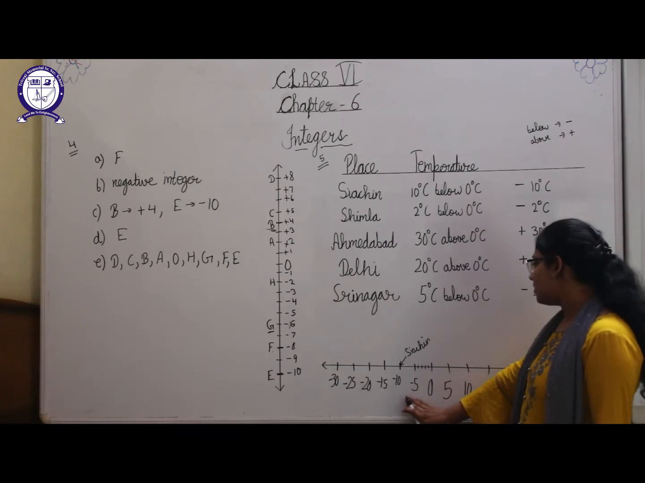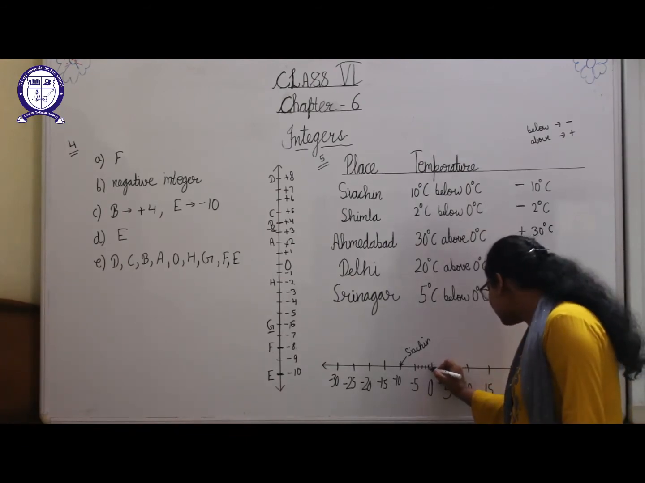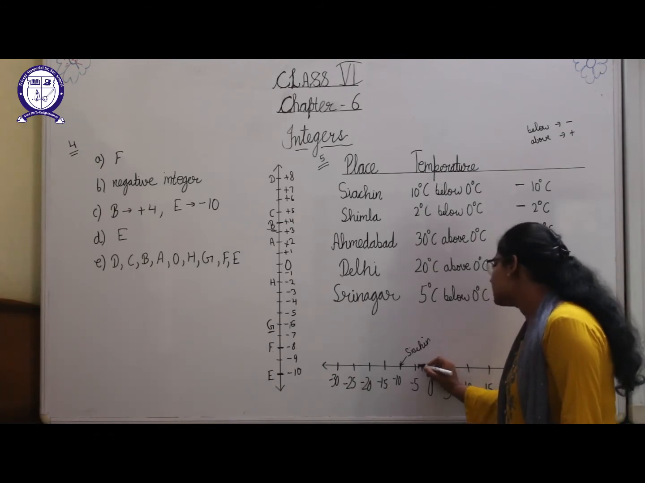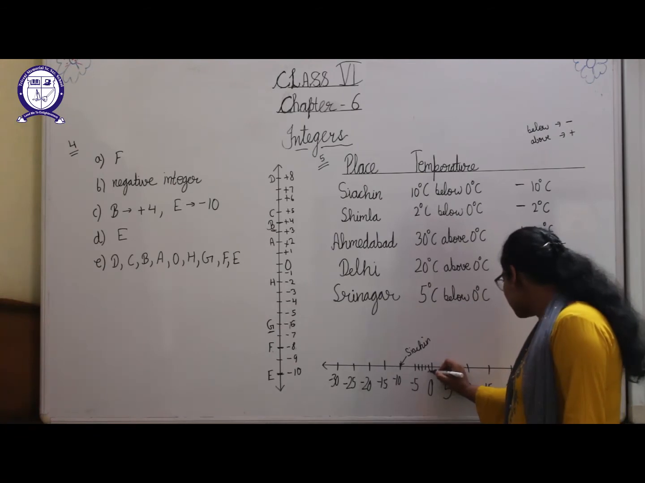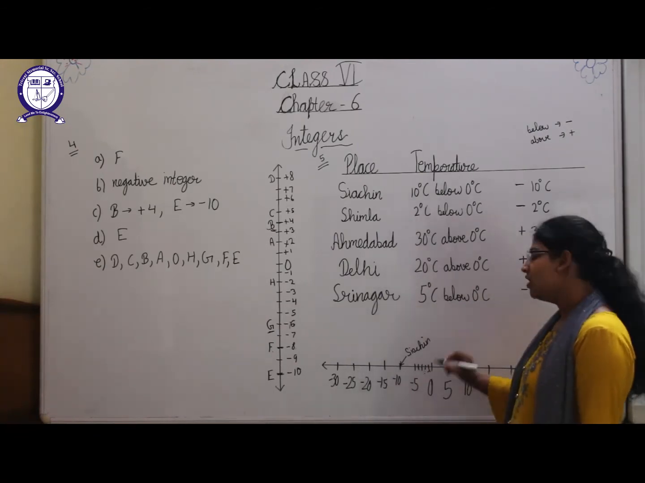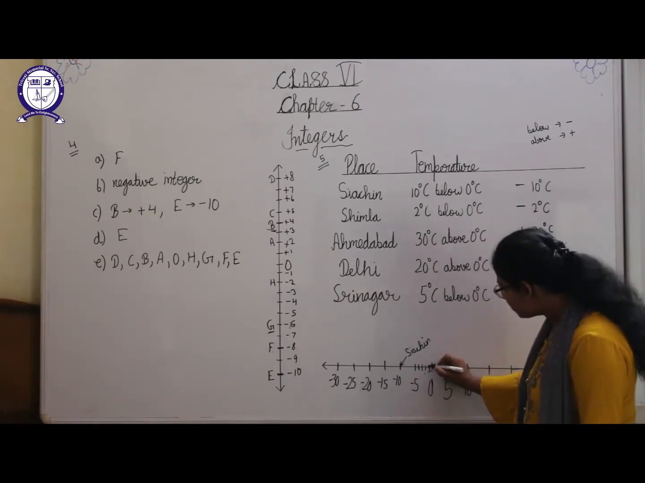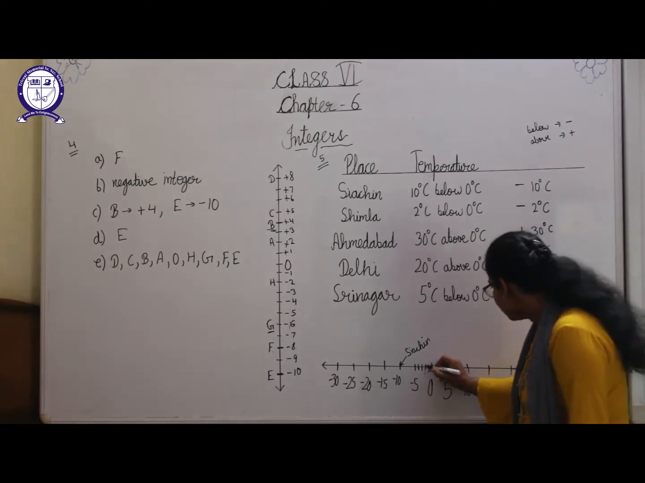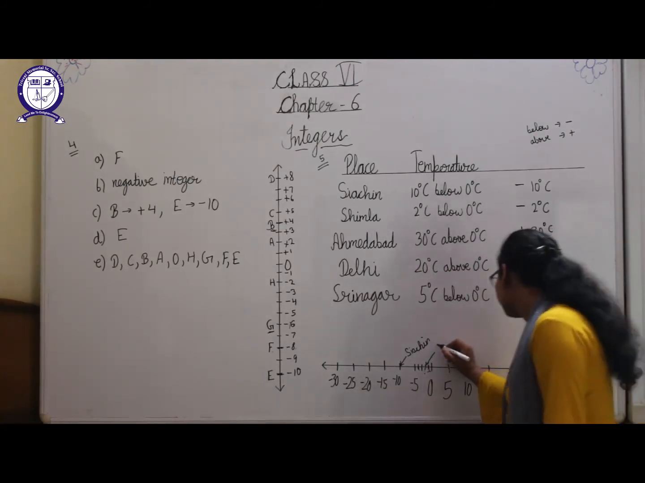Here it is 0 and minus 5. And if you will see carefully, there will be the small 5 divisions here. It means the one smaller division will be minus 1, then minus 2, this will be minus 3, minus 4, and this is minus 5 given. So we have to represent minus 2. This is 0, this is minus 1, and this is minus 2. So this will be the representation for Shimla.